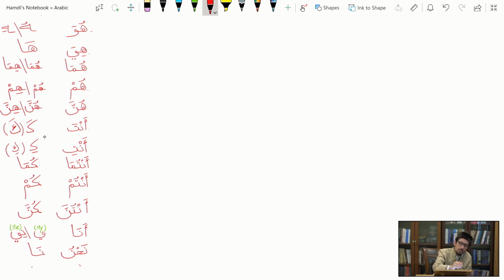The attached form corresponding to anta, to you, is ka. If it is attached to a verb, it is you. If it is attached to a noun, it is your, because it is possessive. Anti, the attached form corresponding to anti is ki. Okay. Antuma, the attached form is kuma. Antum, the attached form is kum. Antunna, the attached form is kunna.